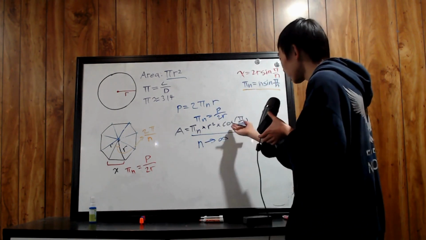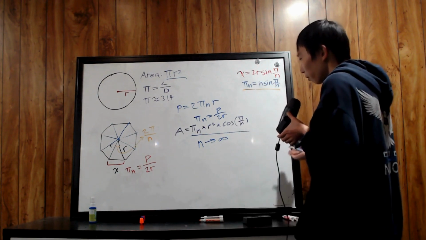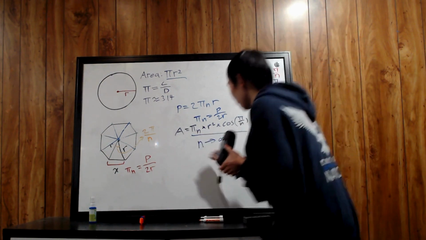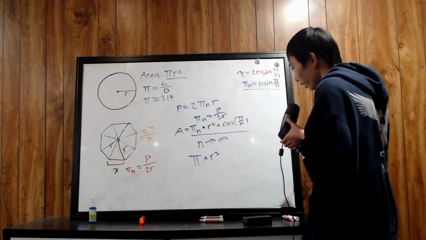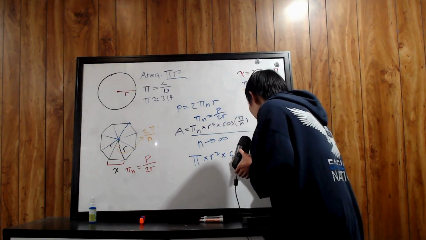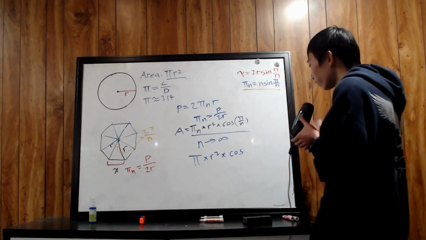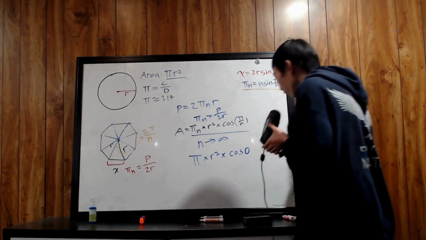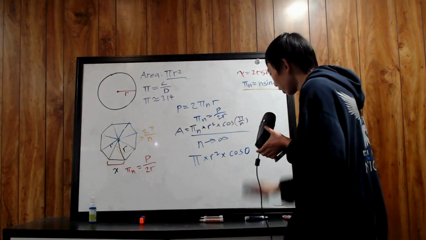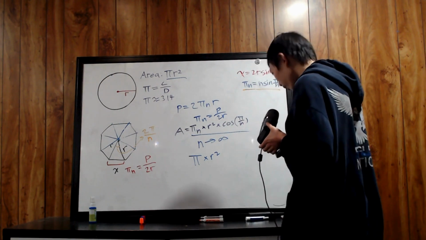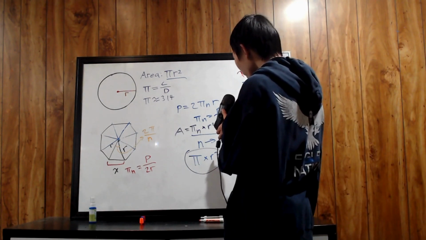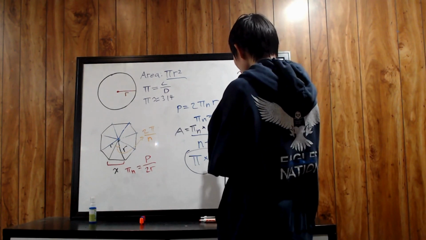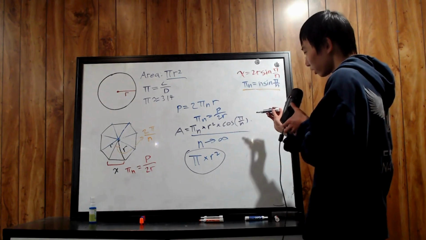Now what is this when n becomes infinity? Well, we have π_n, that's just the exact π for the circle, right? And then we have still times r squared. But then for the cosine part, this becomes cosine π over infinity. That just becomes cosine 0. So cosine 0 is just 1. And the area just turns out to be π r squared. Notice that this area of a circle is just a special case of this general formula.